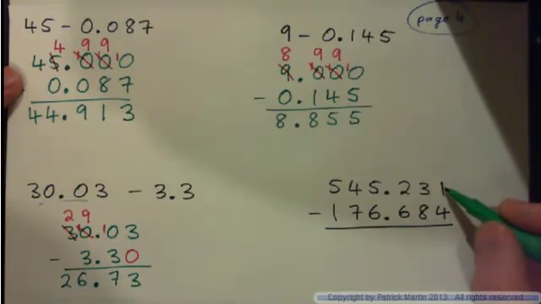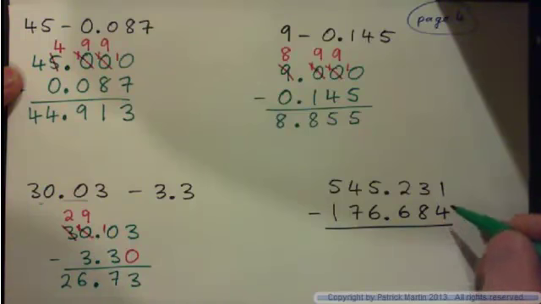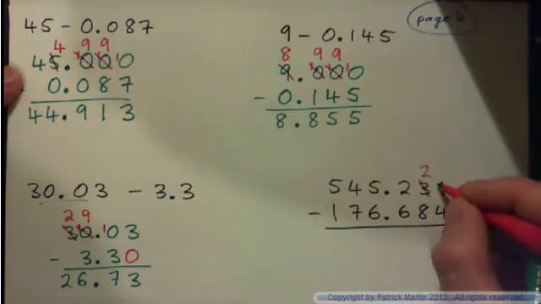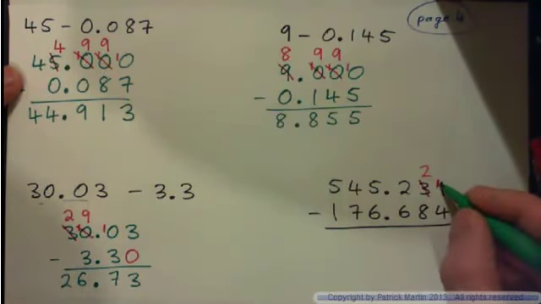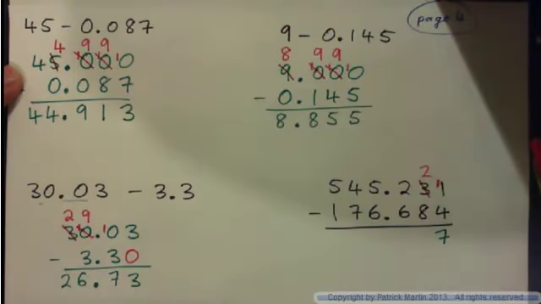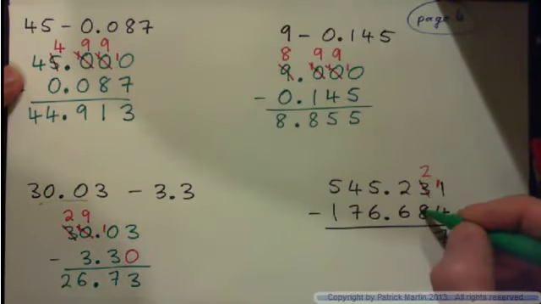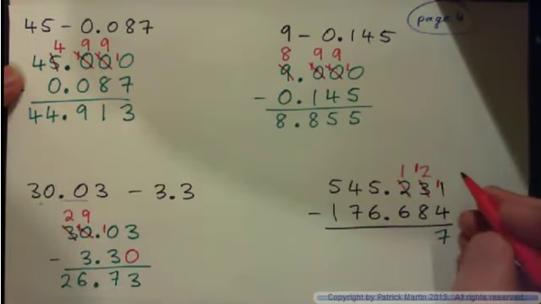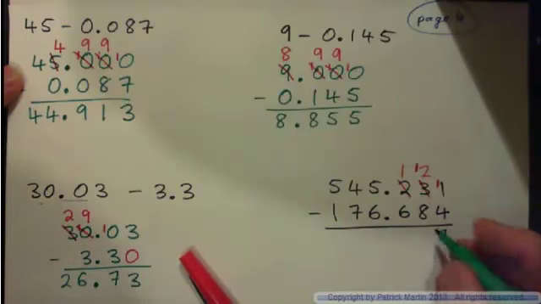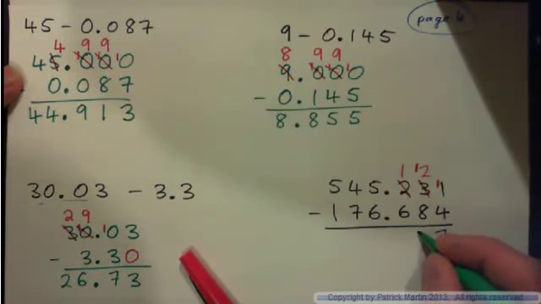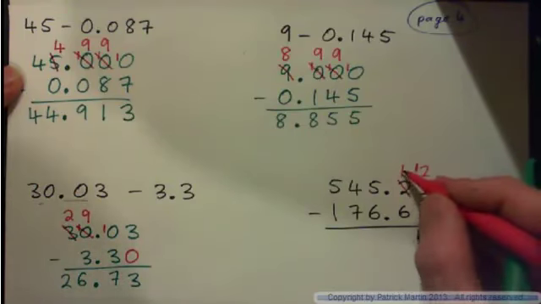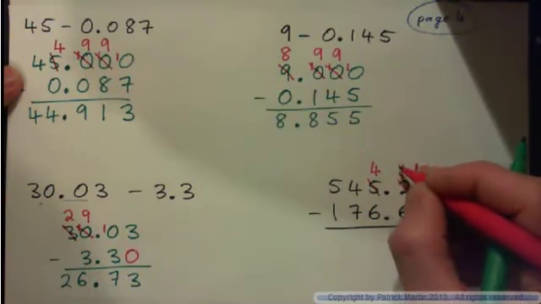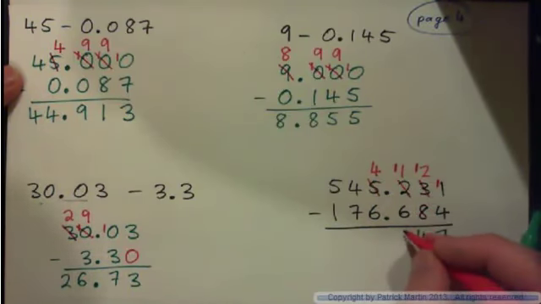1 minus 4 isn't going to work. I've got to borrow from here, turn that into a 2. This becomes 11. So 11 minus 4 is 7. Okay. So 2 minus 8 isn't going to work. Got to borrow from here. That becomes a 1. Bring another 1 over here. Right. 12 minus 8 is 4. Right. Now 1 minus 6 isn't going to work. Got to borrow from here. That becomes a 4. Got to bring a 1 over here. 11 minus 6 is 5.